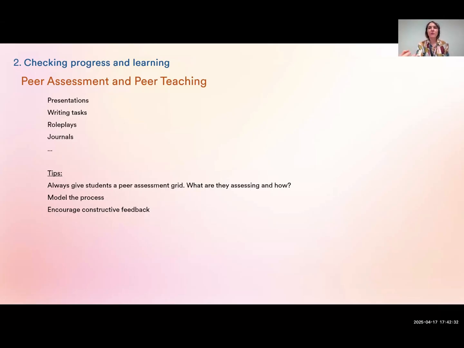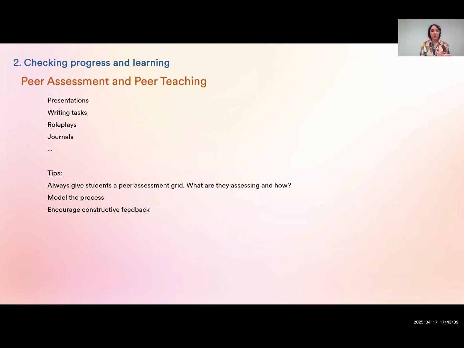So what we want is the students to observe each other during productive tasks, for example, and we want them to assess each other. What is super important, though, is that we give the students an assessment grid so that they know what they're looking at. What are they assessing about the other students? Is it how well they're using vocabulary? If you think about a presentation, there could be no more than three areas they need to look at. So, are you using the vocabulary that was the focus of the lesson?